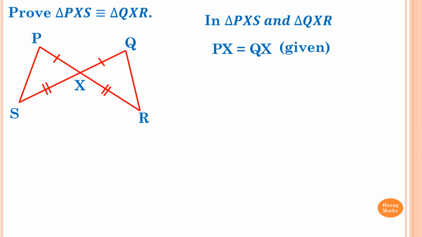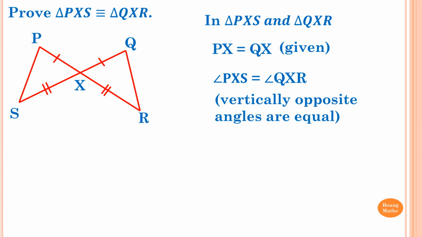And the next step, we know that these two angles here are vertically opposite. So they're equal. It's not given, but this is a fact. So we write angle PXS is equal to angle QXR. And it's not given, it's a fact. So we write down the fact: vertically opposite angles are equal.